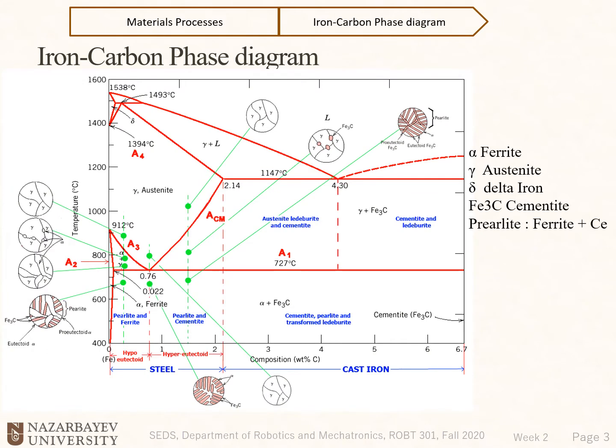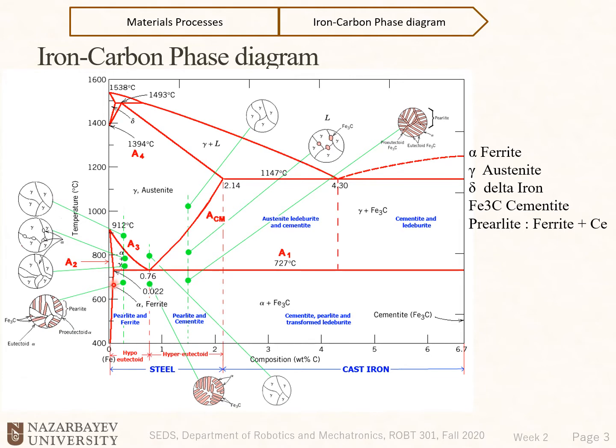So the iron carbon phase diagram, as you could see here, has two axes. The y-axis shows us the temperature and the x-axis shows us the carbon content of the iron. Okay, so here we have low carbon content, between 0 and almost 2%, and we call it steel. When the carbon content increases in iron, we'll have a cast iron from 2% to 6.7%.